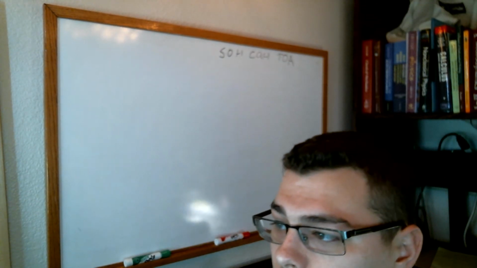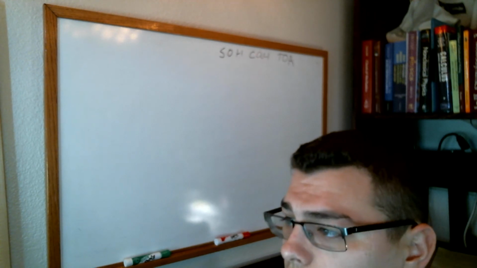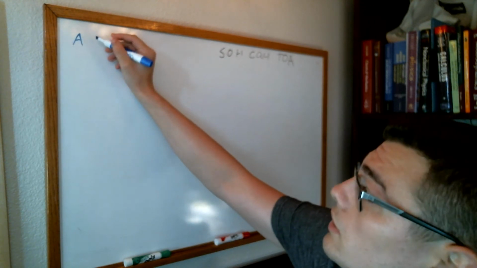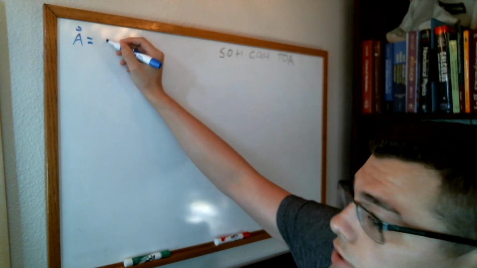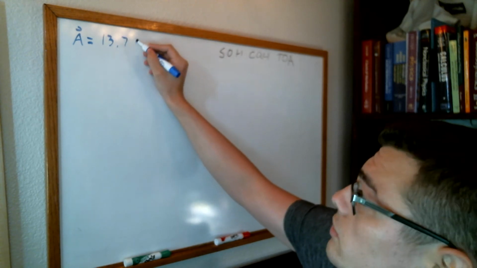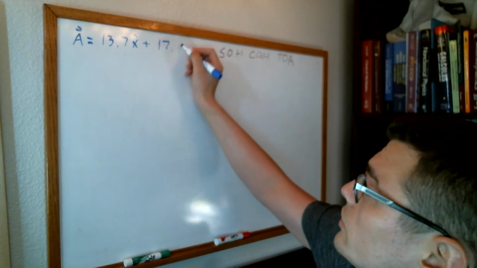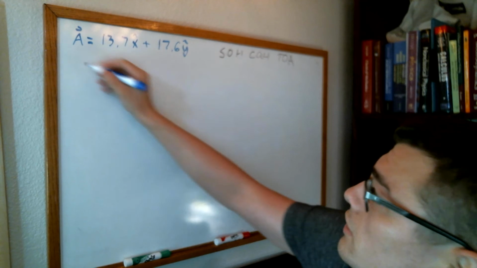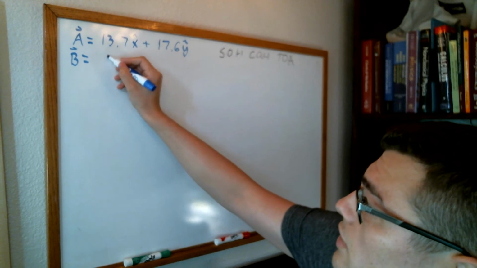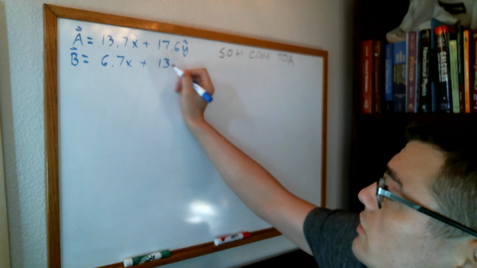Okay, so the next thing we're going over is how to add and subtract two vectors. First thing, we'll just give ourselves two vectors. I'm just going to make them up. So A is going to be equal to, I don't know, 13.7 x hat plus 17.6 y hat, and then we'll do the same with the second vector B, and we'll say that this is, I don't know, 6.7 x hat plus 13.4 y hat.